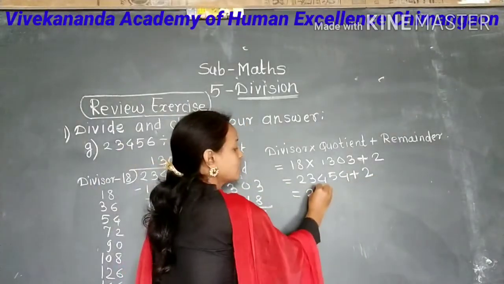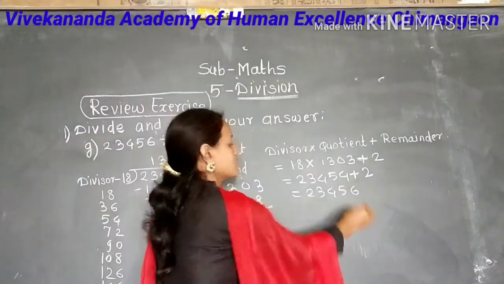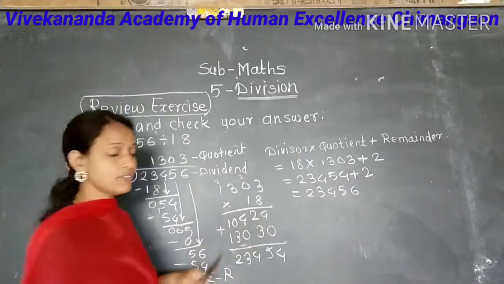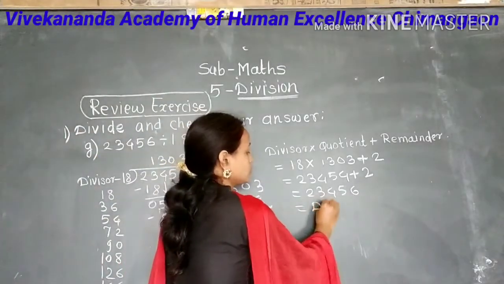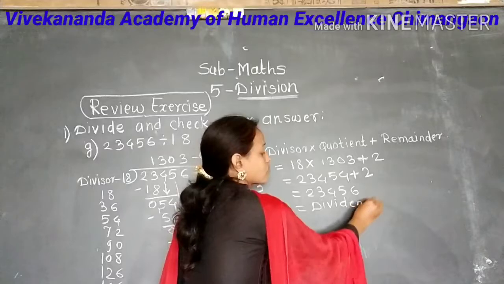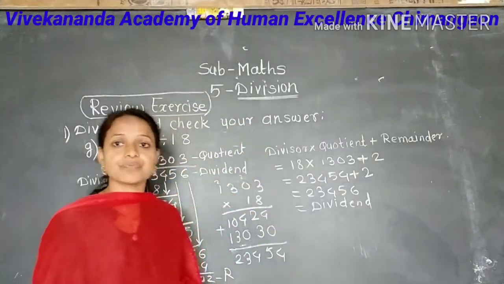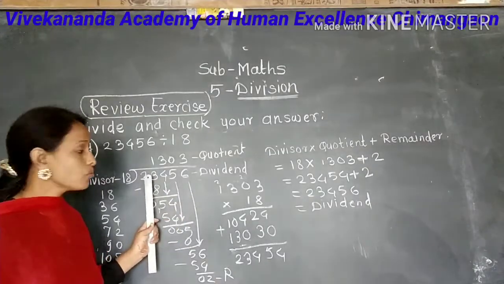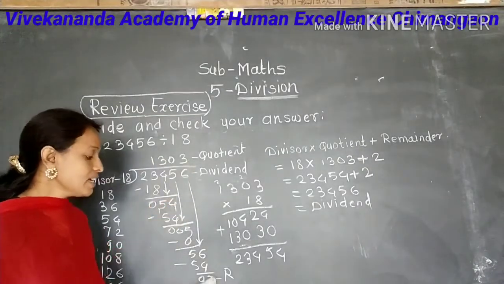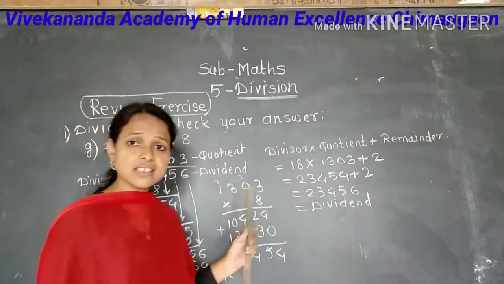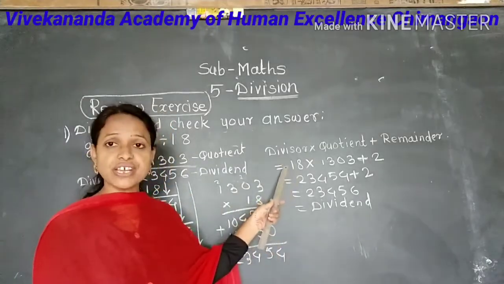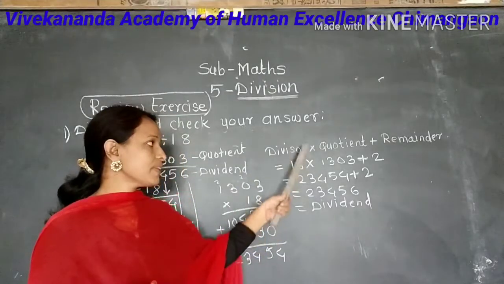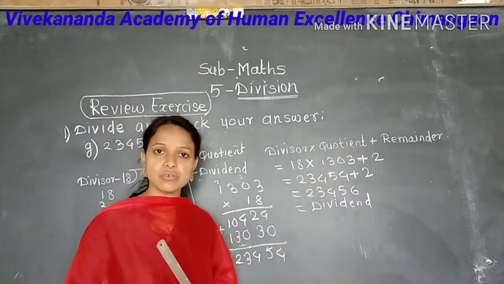We get here the answer 23,456. And 23,456 is our dividend. So here we divide 23,456 by 18. We get quotient 1,303 and remainder 2. And our answer is correct. Here we check our answer, quotient and remainder by the division algorithm. Divisor into quotient plus remainder is equal to dividend.